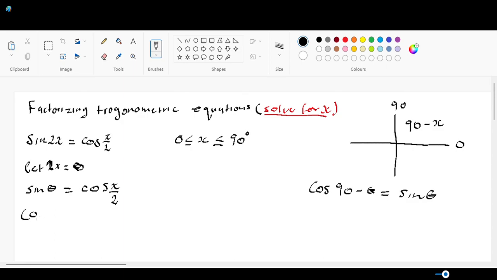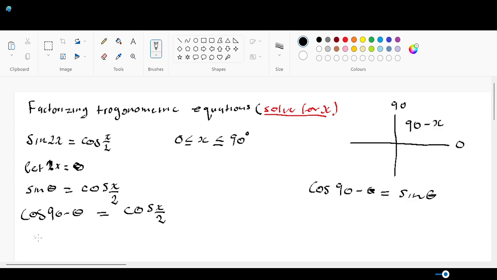So we know that cos of 90 minus theta is the same as cos x over 2. Alright, so as you can see now, we have cos on both sides. Now we can start dropping the co-ratios, the trigonometric ratios. So guys, I repeat again, if you don't understand how we came across this co-ratio, you need to go and watch the videos where I explain the co-ratios. Very, very important.